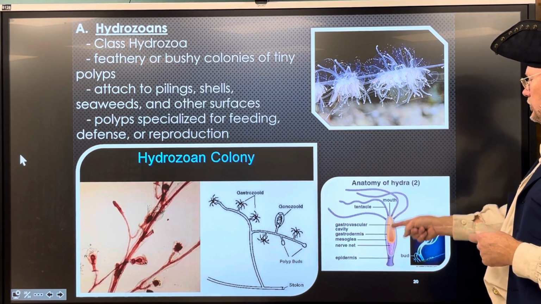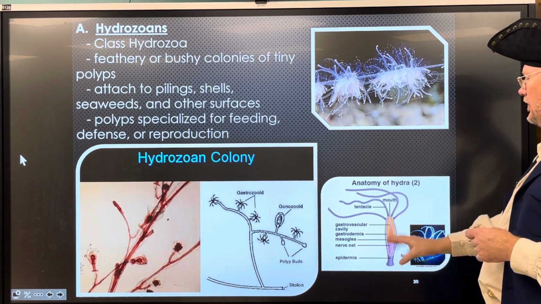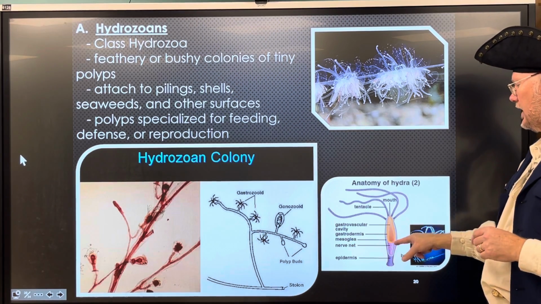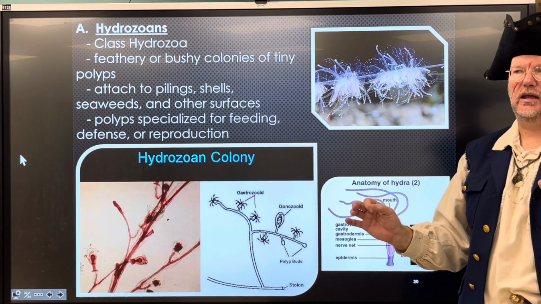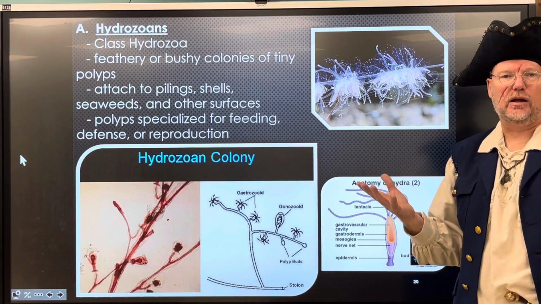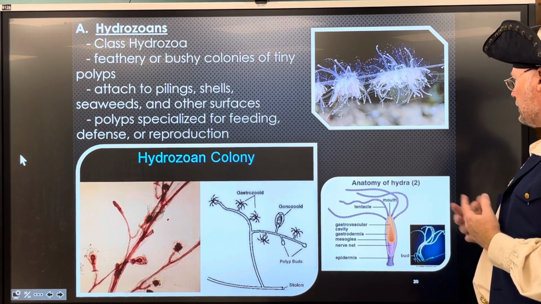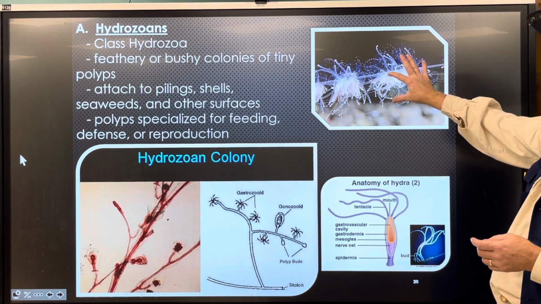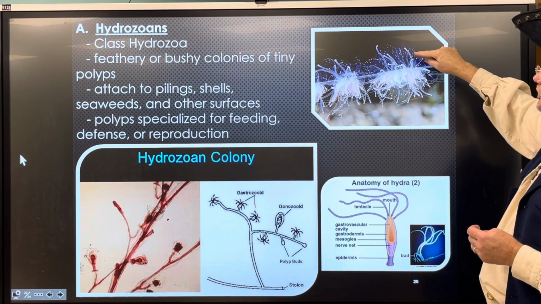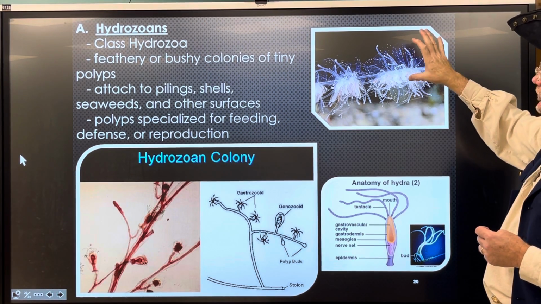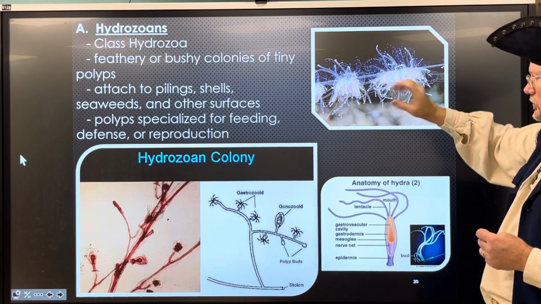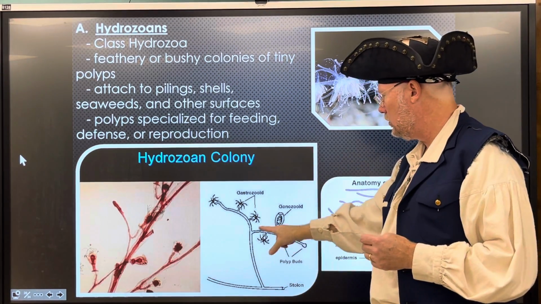The gastrovascular cavity. They don't have a brain, but they have a nerve net so that they can react to the environment like any animal would. Epidermis, and so here's some colonies. Different polyps have different purposes along this whole growth.